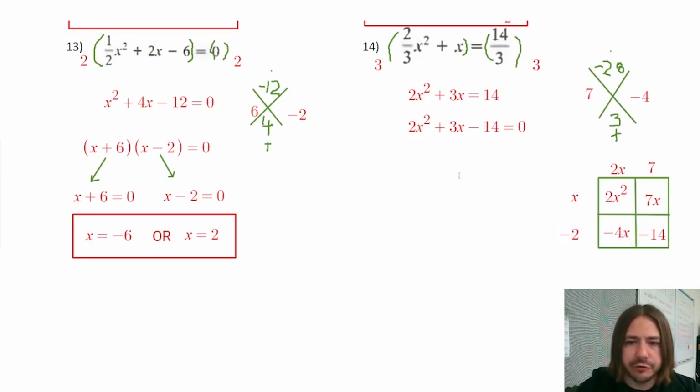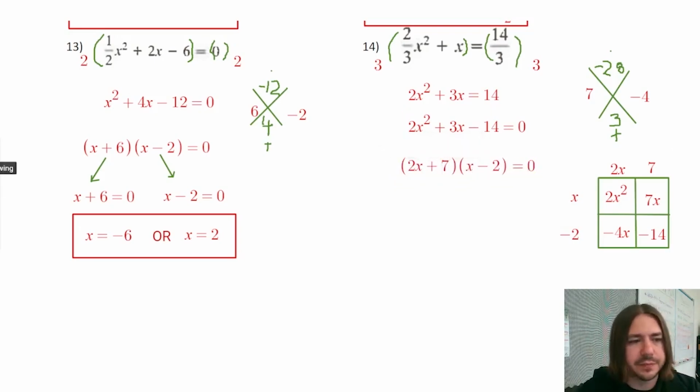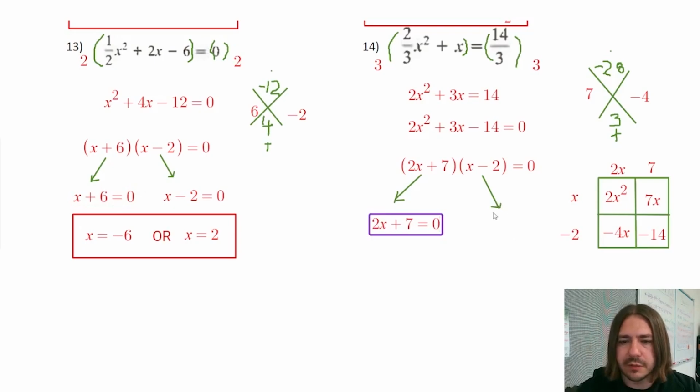Now we've got our two factors here, 2x plus 7 times x minus 2 equals 0. And now we are on easy street. That's the hard part, is really figuring out these two factors. We're going to set each one of these factors equal to 0. 2x plus 7 equals 0, or x minus 2 equals 0.